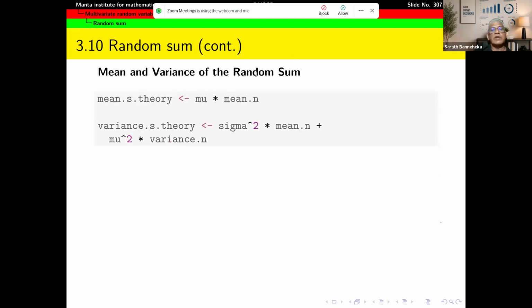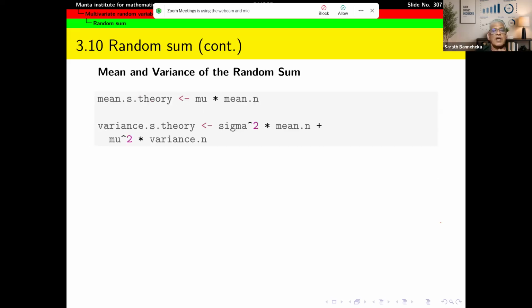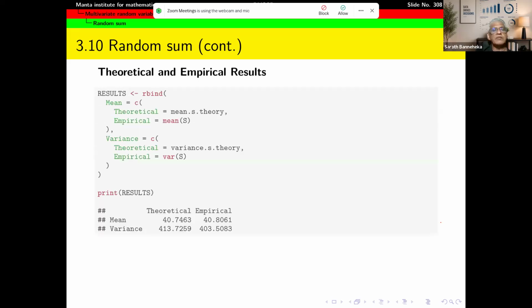Right. So mean and variance of the random sum, again, as we derived, it's going to be mu times the mean of n, where mean of n is the one that we got a few minutes ago using this command. Right. And the variance of S theoretical one is equal to this one. Again, we have derived this expression. Right. So that we obtain theoretical mean and variance for the random sum S. And then we get the empirical results also, and then put them into one output.